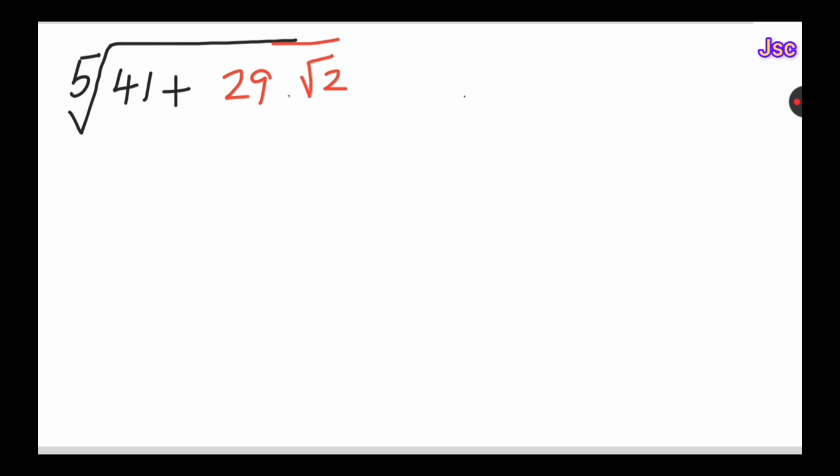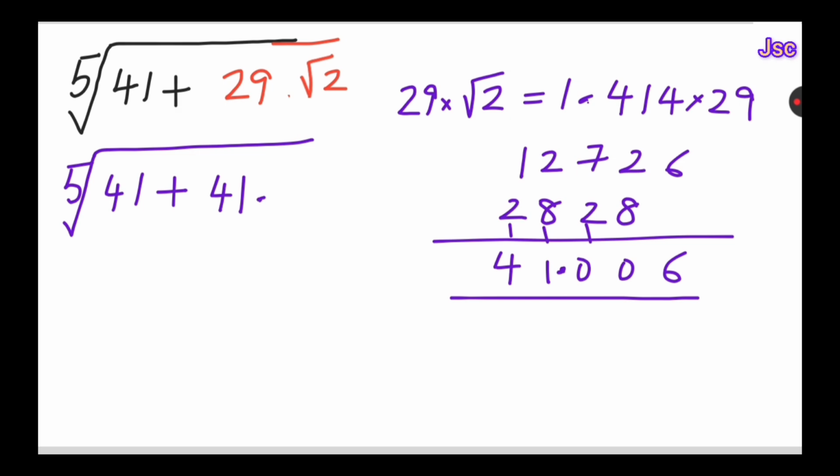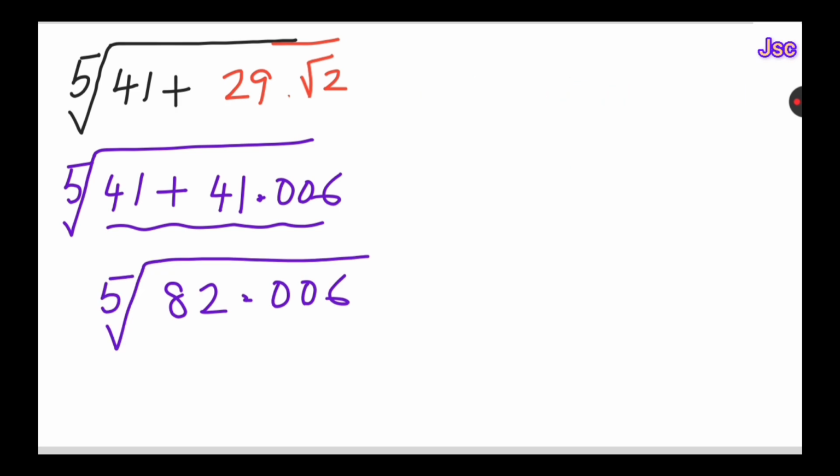And we know that the value of root 2 is 1.414. Here we have 29 root 2, so let's multiply both sides by 29. Then you will get 41.006. So 29 root 2, the value is 41.006. After adding these two, 41 plus 41.006, we will get 82.006. Now we need to find this fifth root of 82.006.